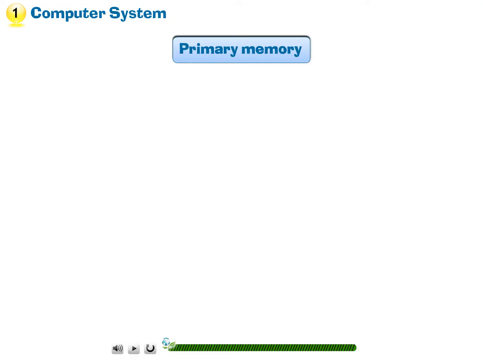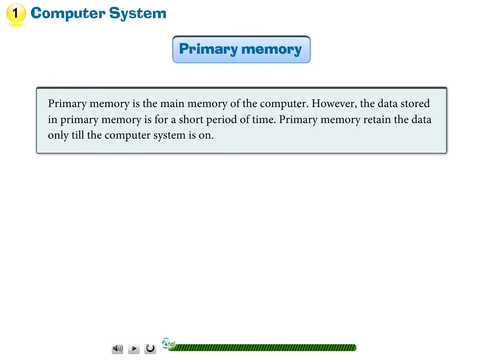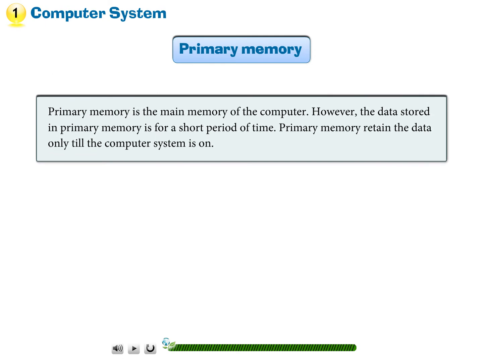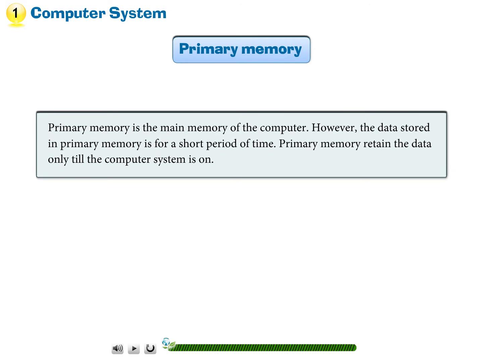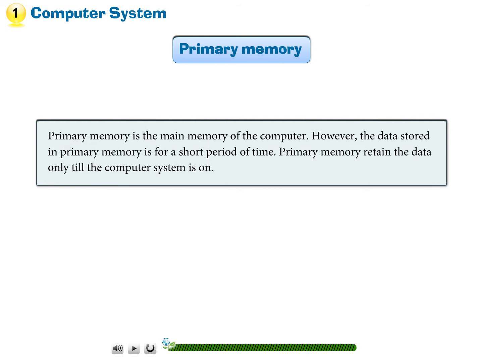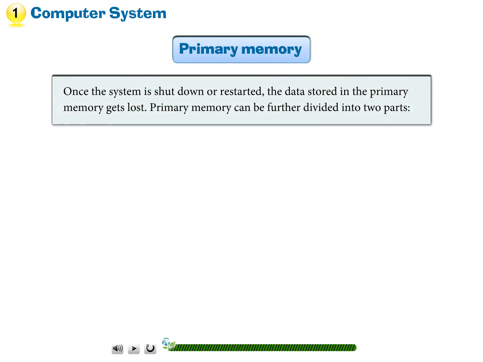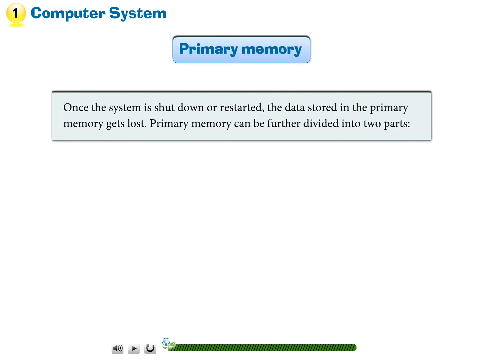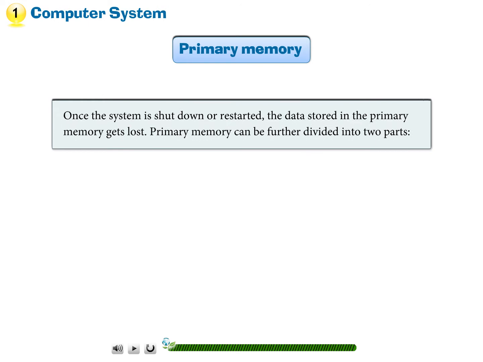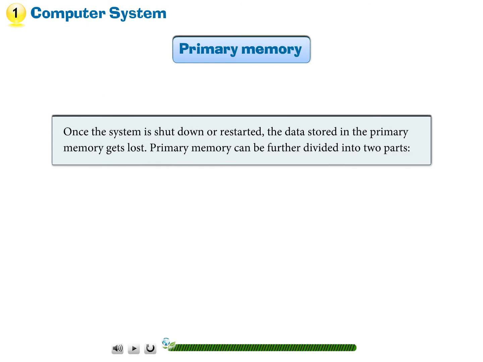Primary memory. Primary memory is the main memory of the computer. However, the data stored in primary memory is for a short period of time. Primary memory retains the data only till the computer system is on. Once the system is shut down or restarted, the data stored in the primary memory gets lost. Primary memory can be further divided into two parts.